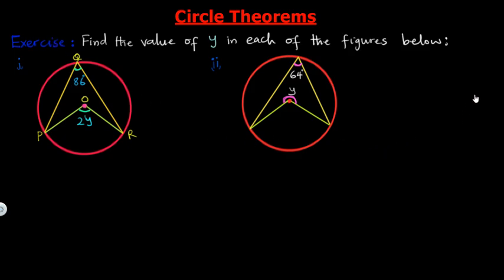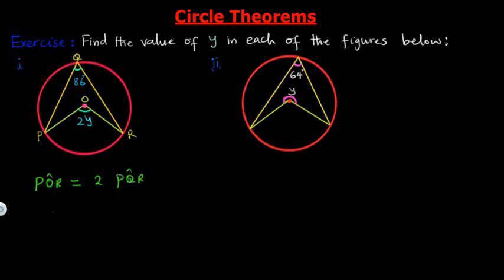with that little knowledge, we can look at these problems. We are to find the value of y in each case. Look at this case number 1. We want to find the value of y. Remember that we have already learned that the angle subtended by an arc at the center is twice the angle subtended by the same arc at the circumference, which is basically angle POR is 2 times PQR.